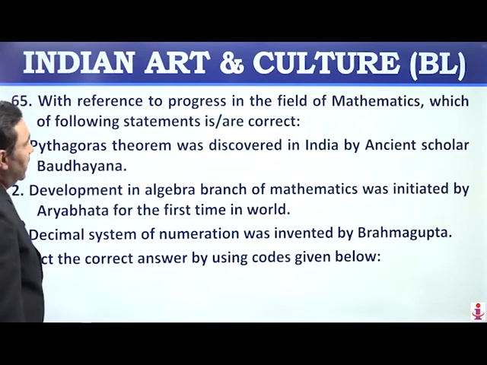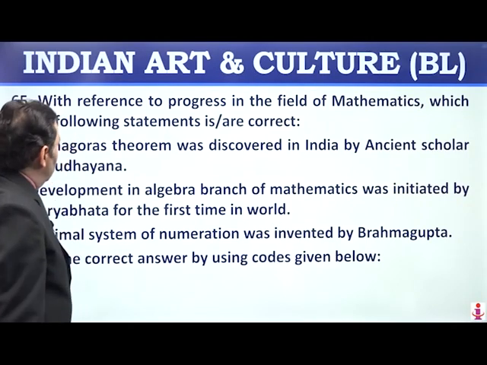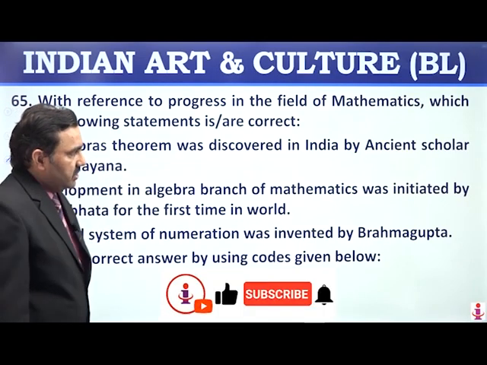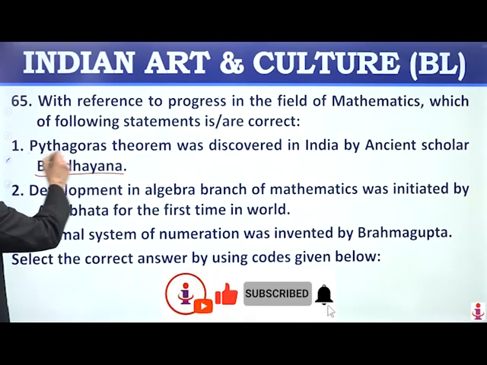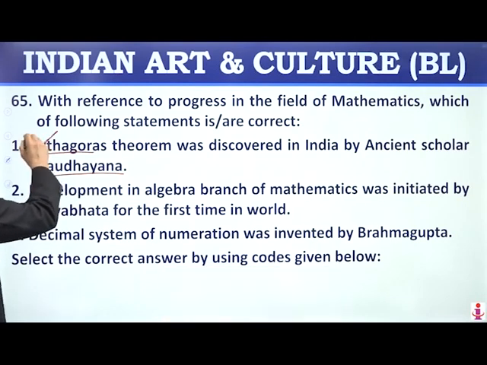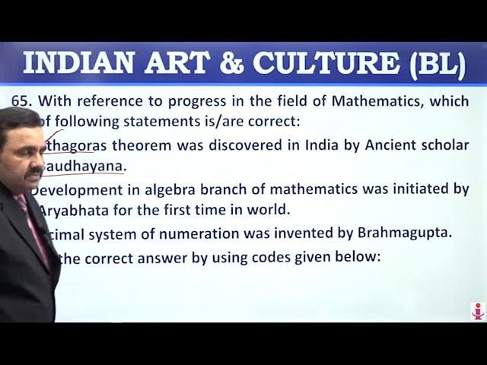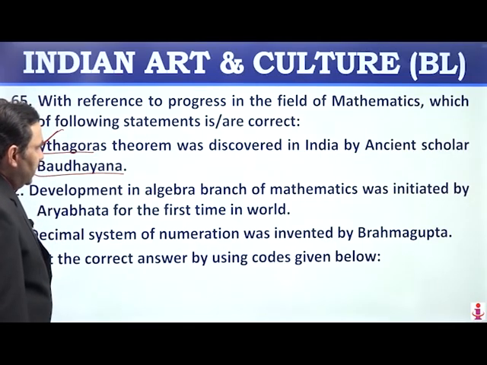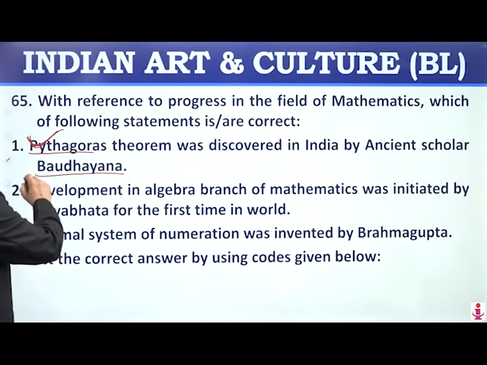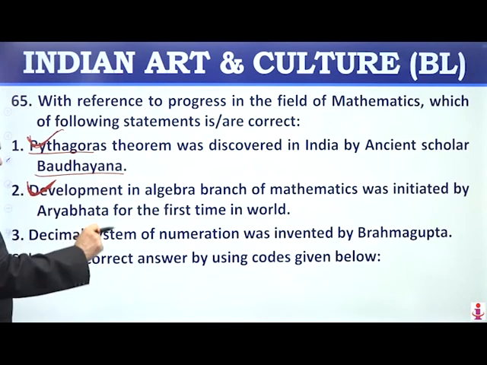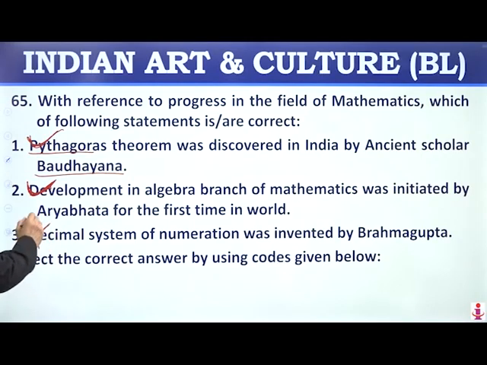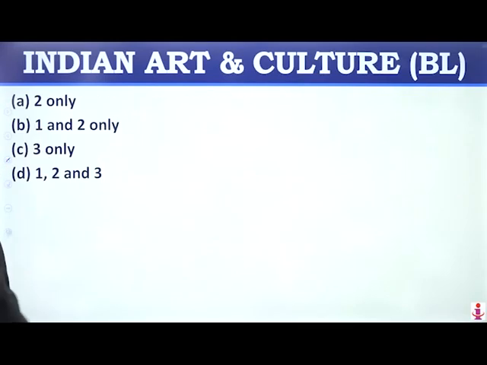65. With reference to progress in the field of mathematics, which of the following statements are correct? Pythagoras' theorem was discovered in India by ancient scholar Bodhayana. That's correct. So Bodhayana was the developer of Pythagoras' theorem, which is used in right angle triangles. Development in algebra branch of mathematics was initiated by Aryabhatta. He was the first algebraic expert in the world. Decimal system of numeration was invented by Aryabhatta, not by Brahmagupta. So third is wrong. You have to choose correct statements, so 1 and 2.